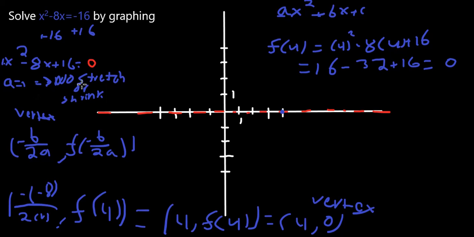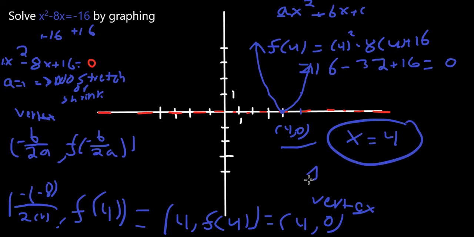Now we want to graph this, and since we know there's no stretch or shrink, when I go over 1, I go up 1, and then when I go over 2, I've gone up 4. So if I were to draw my parabola, it would look like this. But I don't actually need to draw it any further than this because I can see exactly where it hits the x-axis, which is at the point 4, 0, which means that x equals 4 is our solution. Here we have one solution. Last time we had 2 solutions.